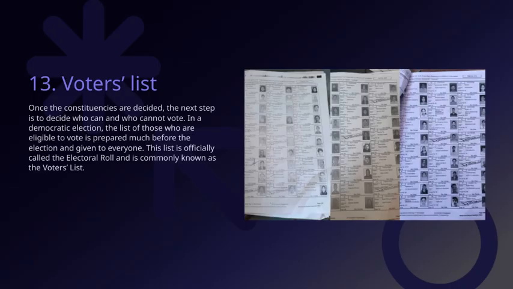The official name for this list is the electoral roll, but most people simply call it the voters list. This list is crucial because it helps us identify the voters who have the right to cast their vote. It ensures that everyone who is eligible gets a fair chance to participate in choosing their representatives. So, the voters list is a fundamental part of the democratic process, maintaining transparency and fairness in elections.